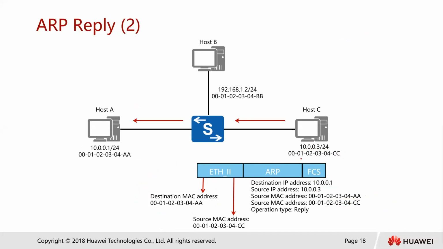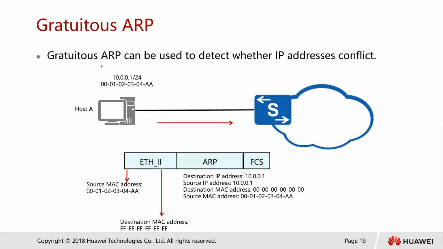Okay, so moving on, we have Gratuitous ARP, and this Gratuitous ARP can be used to detect whether there's an IP address conflict. Remember, one IP address uniquely identifies a host on the network, and only one host can have one IP address on the same network segment. So for them to make sure that they don't have the same IP addresses, we have a protocol called Gratuitous ARP. It is used to detect ARP conflicts.